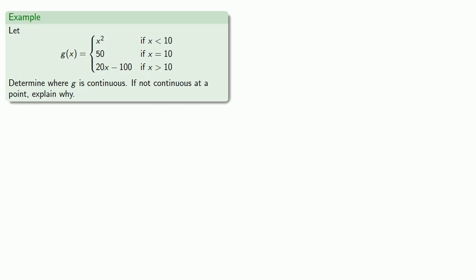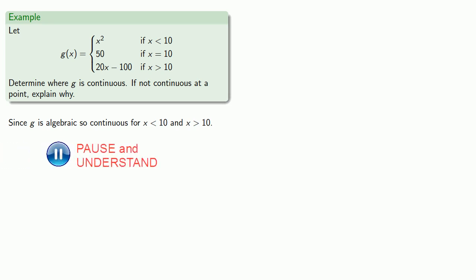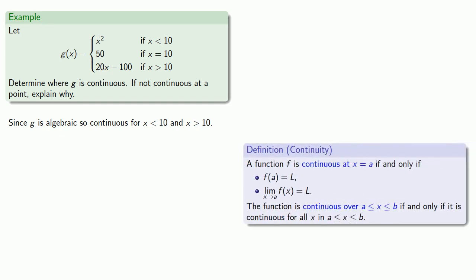Or we might take another function, also defined piecewise, and to begin with we note that since g is algebraic, it will be continuous for x less than 10 and for x greater than 10. Going over our definition of continuity, we need to verify that g of 10 exists, and we do have a definition. If x equals 10, g of x is going to be 50, so g of 10 exists. And we'll check the limit.